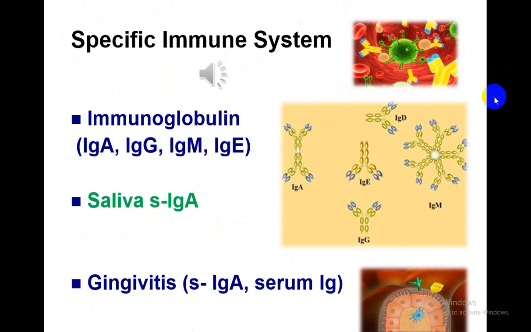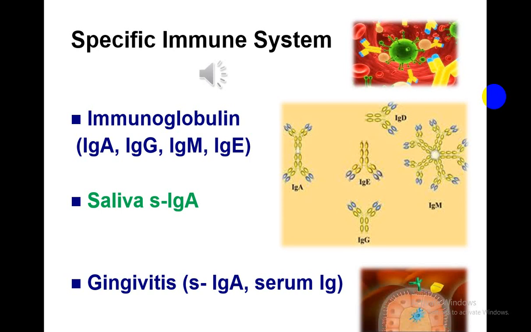Specific immune system. This system acts by the action of different types of immunoglobulins, like immunoglobulin A, G, M, D, and E. In normal conditions, when there is no inflammation in the oral cavity, the only immunoglobulin found in saliva is secretory immunoglobulin A.